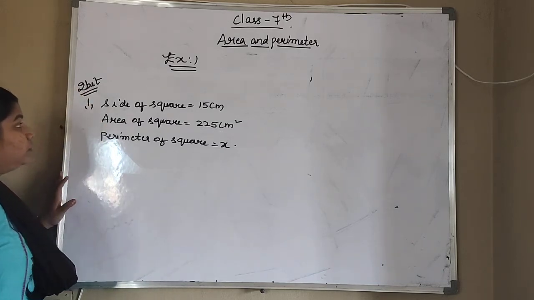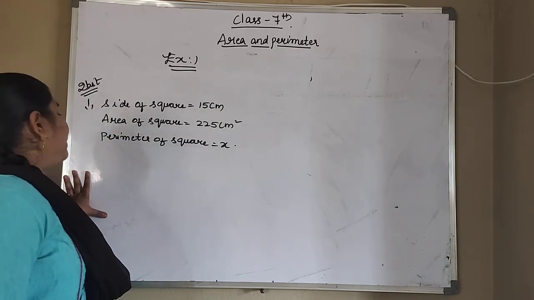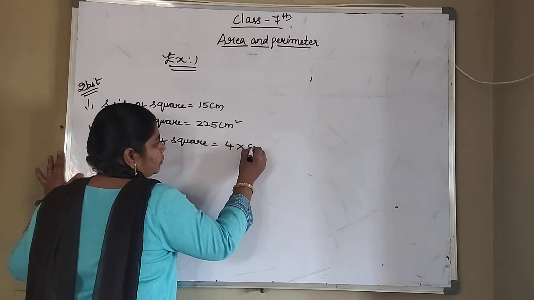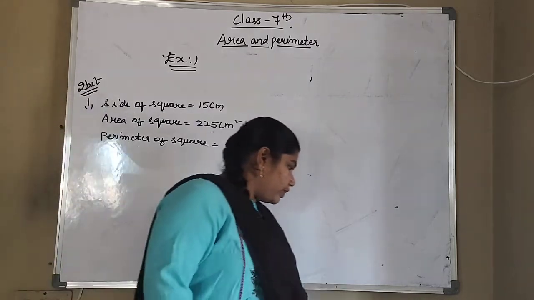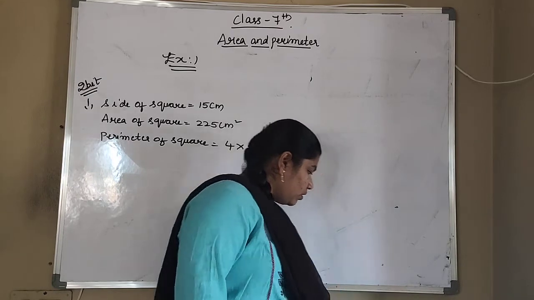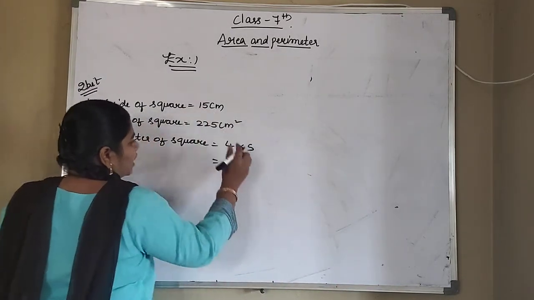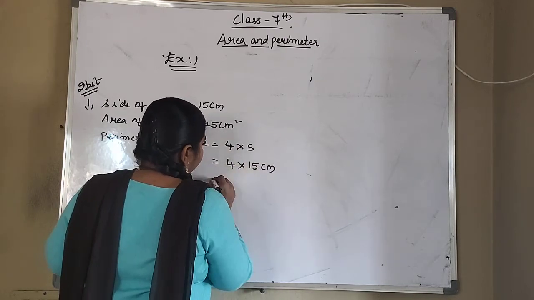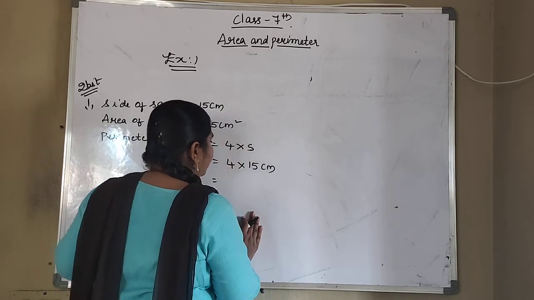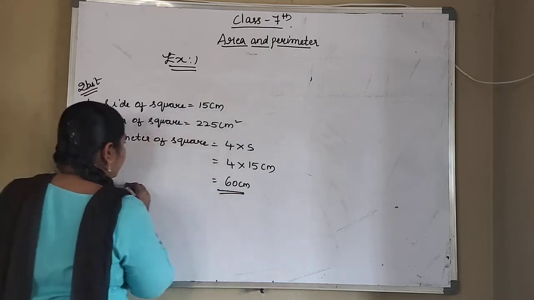Already we know that the area of a square is S into S. And the perimeter of a square formula is 4 into S. 4 is a constant value here. The side value they have given is 15 centimeters. We have to find the perimeter. So 15 fours is 60 centimeters. So what is the perimeter of the square here?